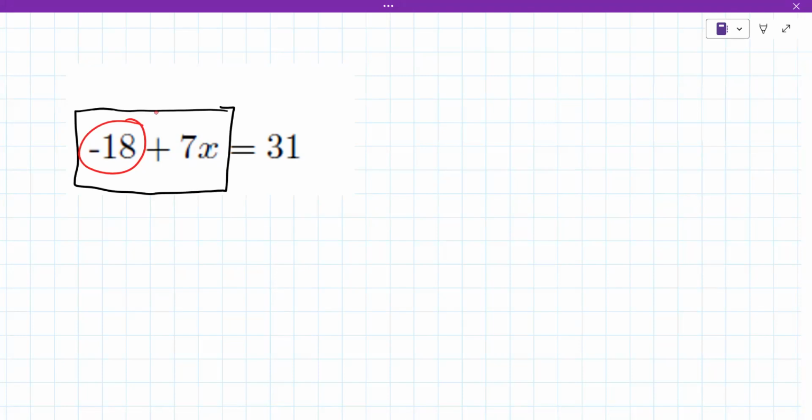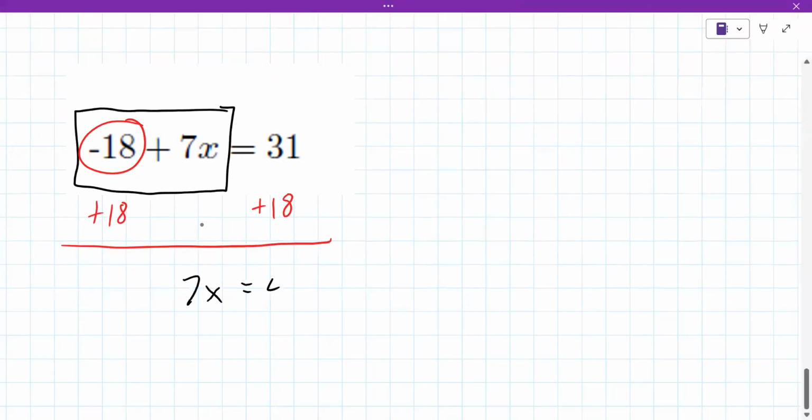Addition. You undo it with addition. You're going to add 18 to both sides. Okay. So on the left, it's 7x equals 49. What does that become? What is the value of x?